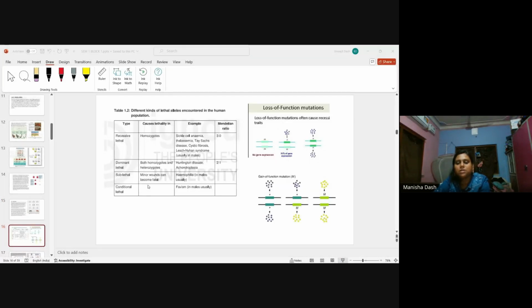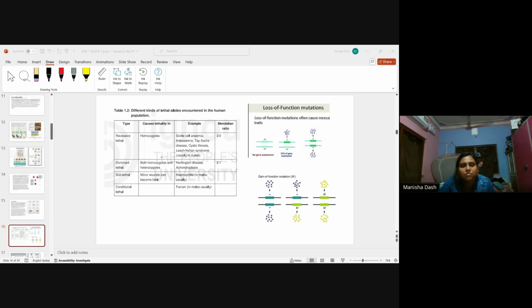Then next, coming to some examples of lethal alleles. In our case, we have examples like sickle cell anemia, thalassemia, Tay-Sachs disease, and cystic fibrosis. These are some of the mutations that, in the homozygous recessive condition, will be lethal to the organism.